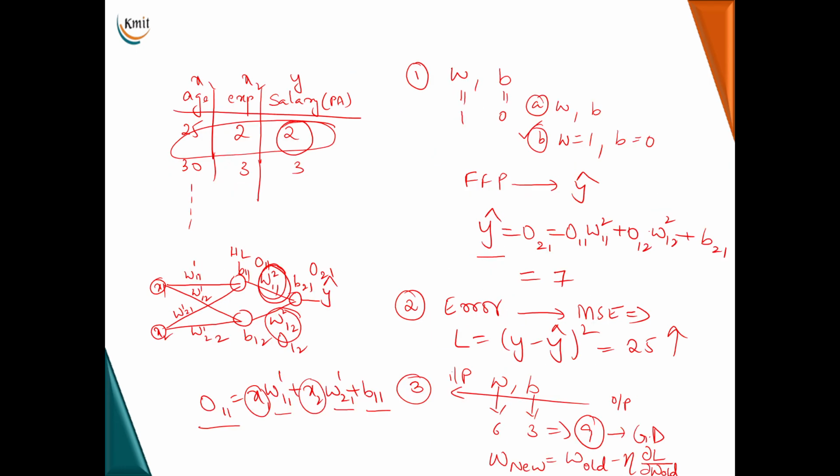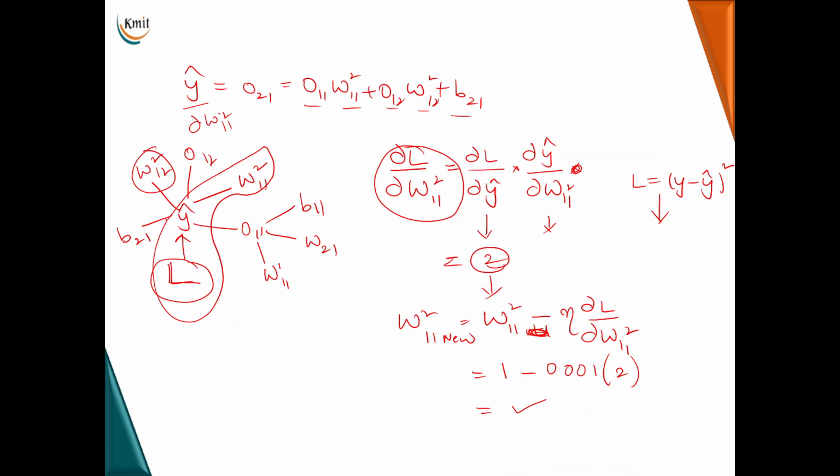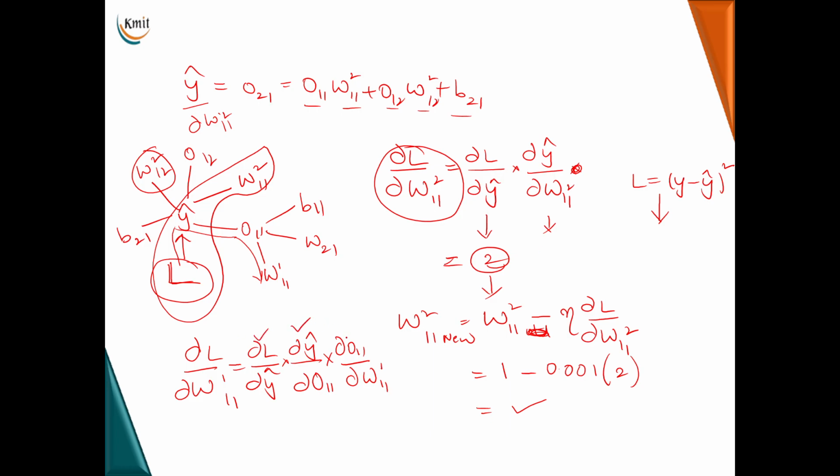Now what if I would like to update this value W11 dash? Do I have L related to W11 here? Yes. How? I have L related with y hat, related with O11, which is related to W11. So I will write ∂L by ∂W11, which is the first layer weight, equal to ∂L by ∂y hat multiplied by ∂y hat by ∂O11, multiplied by ∂O11 by ∂W11 dash. This we know. This also we know.